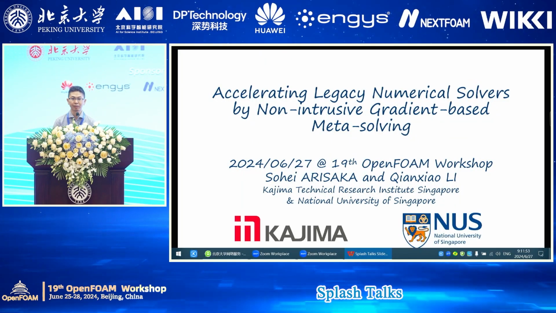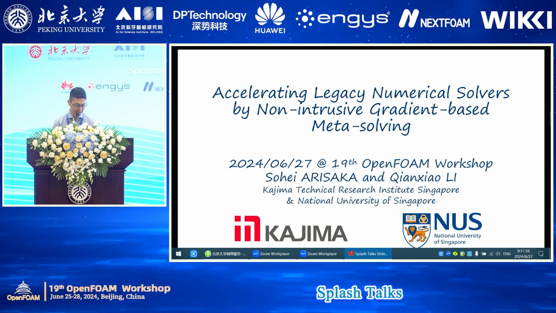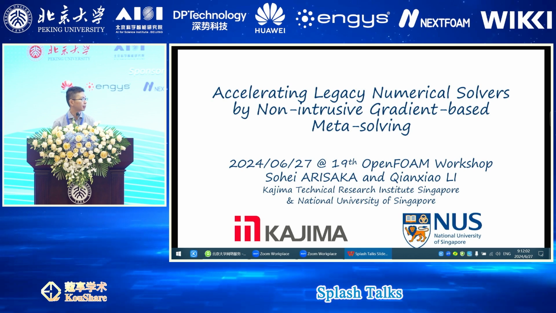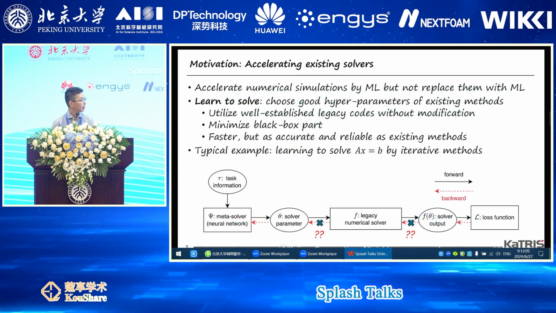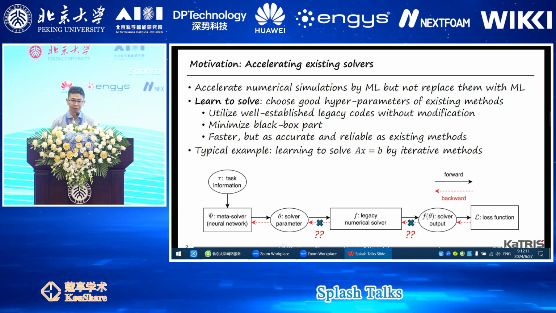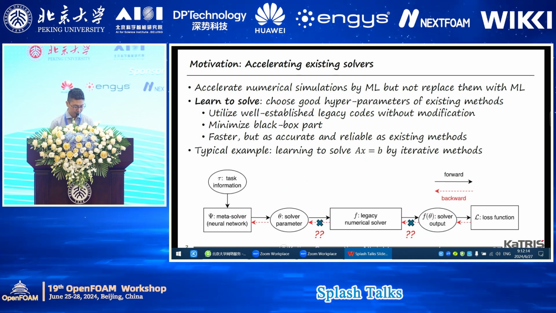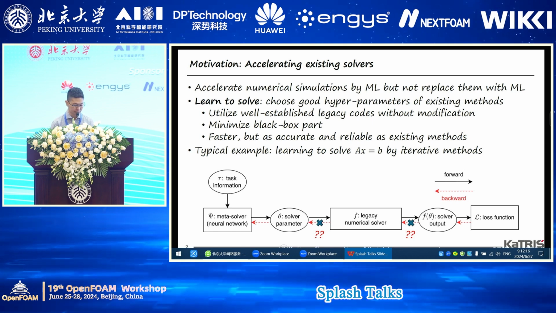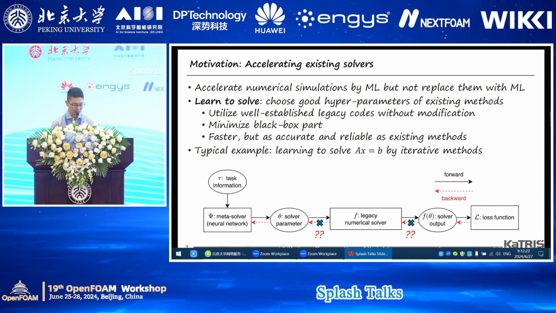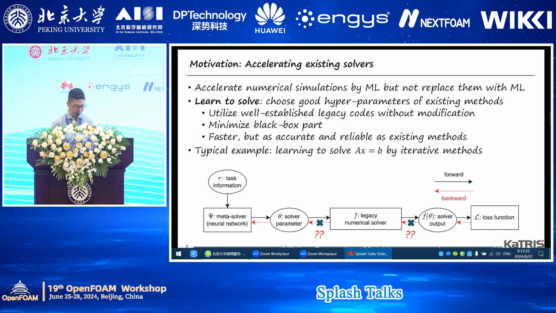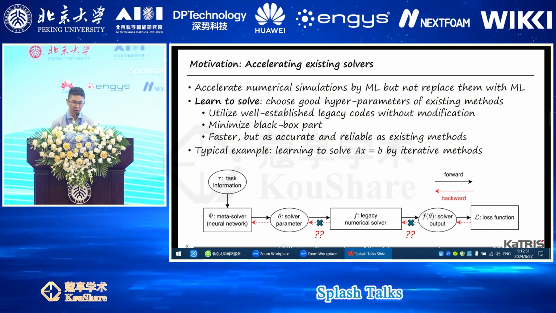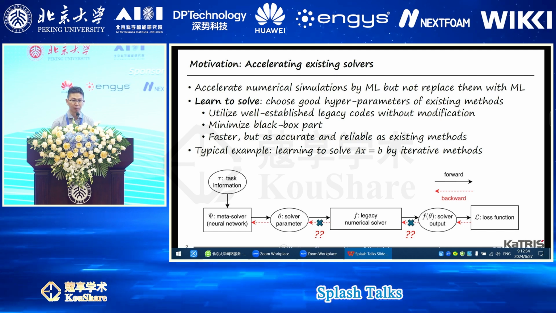Good morning, everyone. I'm Sohei Arisaka, a researcher at Kajima Corporation. I'd like to talk about our recent work accelerating legacy numerical solvers by non-intrusive gradient-based meta-solving. In this work, we want to accelerate numerical simulations by machine learning, but not to replace with machine learning. In short, we learn how to solve the problem rather than predicting solutions. More specifically, the machine learning model learns how to choose good hyperparameters of existing methods. By this approach, we can utilize well-established legacy codes like OpenFOAM without modification and minimize the black box part.